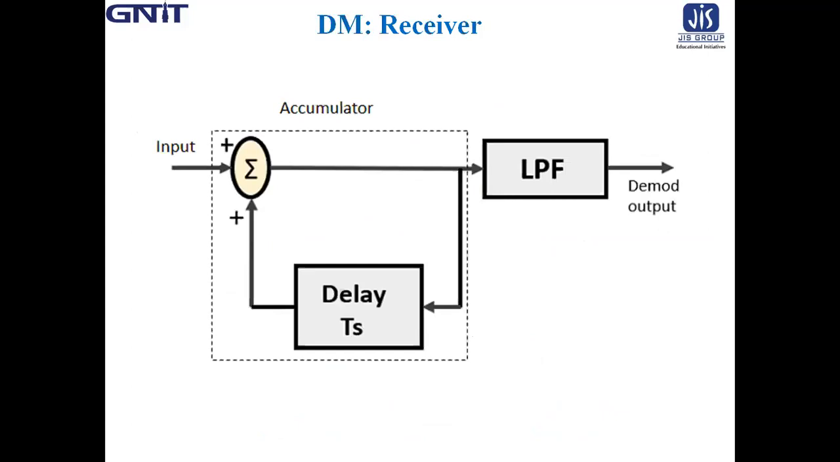Now the receiver circuit. The receiver circuit is just an input and an accumulator is needed. Actually this is the accumulator, a delayed signal. The signal is delayed by a bit interval Ts, and it goes to an ideal low pass filter. Then we can easily get the demodulated waveform. So this is all about the delta modulator, transmitter and receiver.